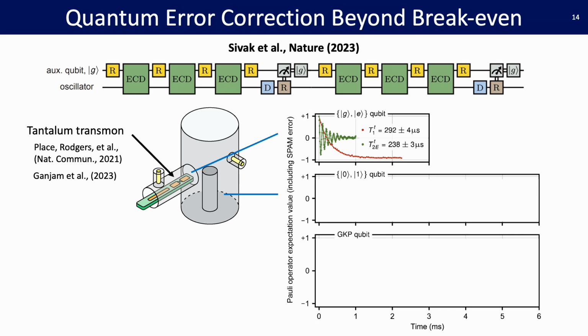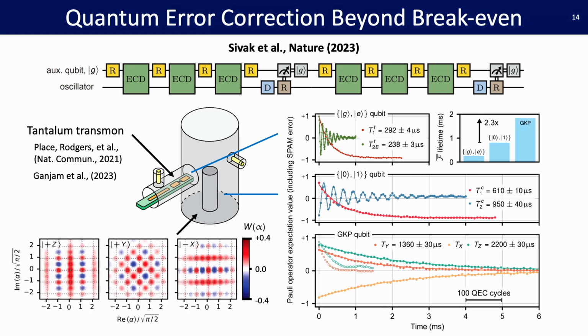We also fabricated a state-of-the-art tantalum transmon following the recipe developed at Princeton. And this transmon has a T1 of about 300 microseconds and a T2 echo of 240 microseconds. And the cavity in this case has a T1 of 610 microseconds and a T2 of 950 microseconds. And with this device and our optimized protocol, we were able to achieve an error-corrected GKP qubit with x and z lifetimes of 2.2 milliseconds and a y lifetime of 1.3 milliseconds, all significantly larger than the lifetime of the best physical qubit available in our system, which is the cavity Fock qubit consisting of the 0 and 1 photon states.